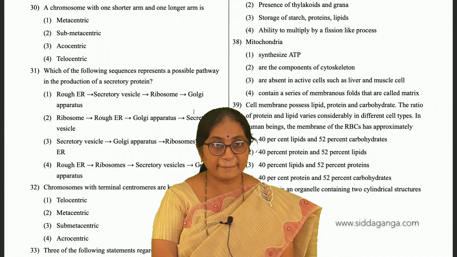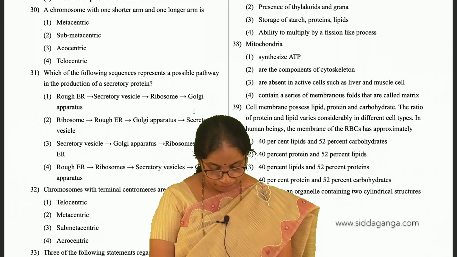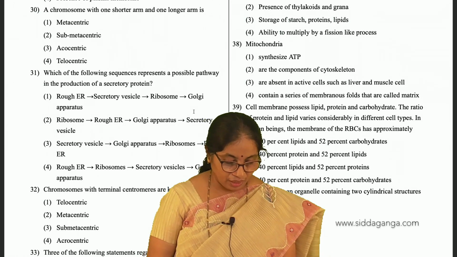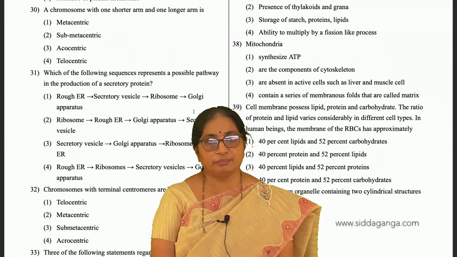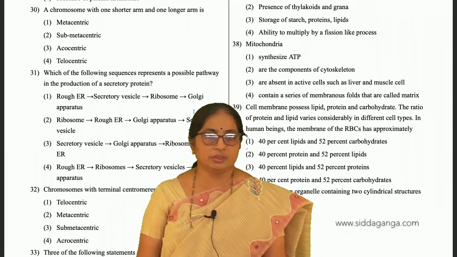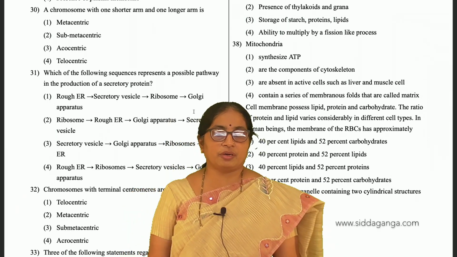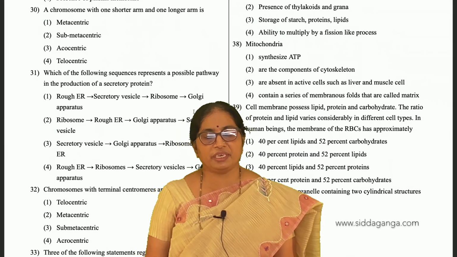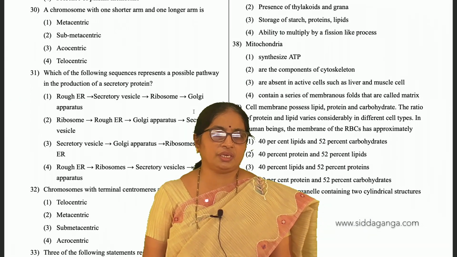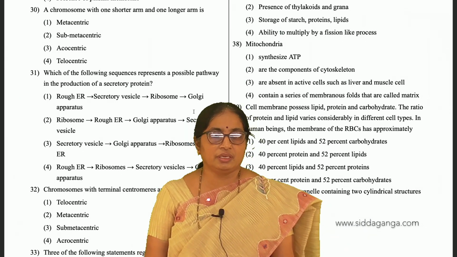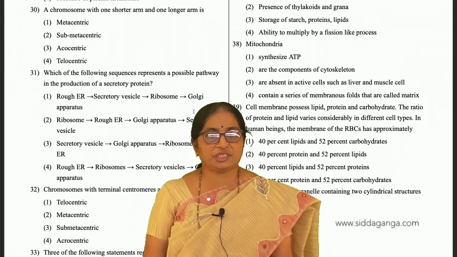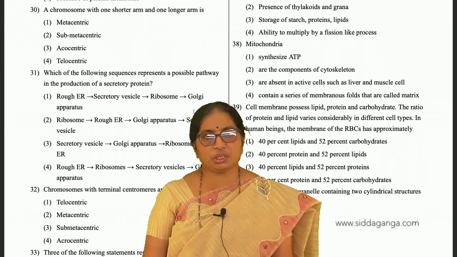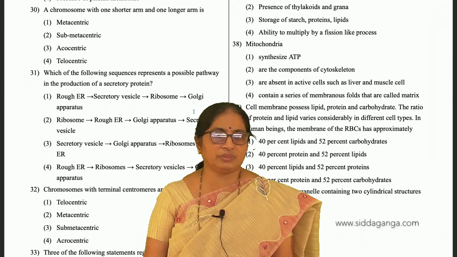Question number 30. A chromosome with one shorter arm and one longer arm is: metacentric, submetacentric, acrocentric, there's a spelling mistake, and fourth is telocentric. There is nothing called acocentric. Here, the chromosome has got 4 arms. One shorter arm and one longer arm, they have told.